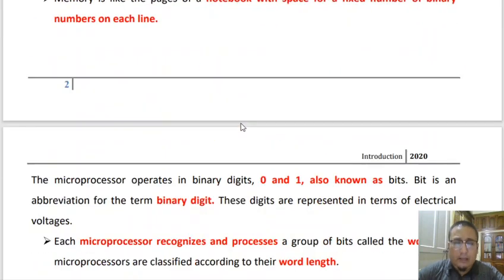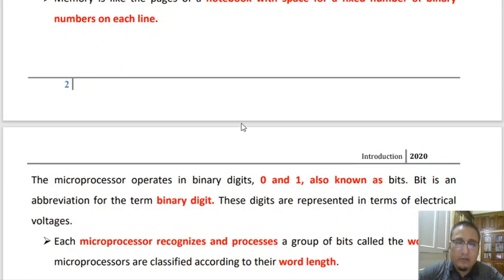Now, a microprocessor always operates on binary digits 0 and 1, and these binary digits are called bits. Bit is an abbreviation of binary digit. These are basically representations of electrical signals. Each and every microprocessor recognizes and processes a group of bits. This group of bits is referred to as a word.